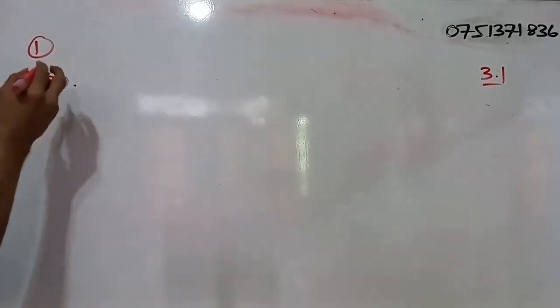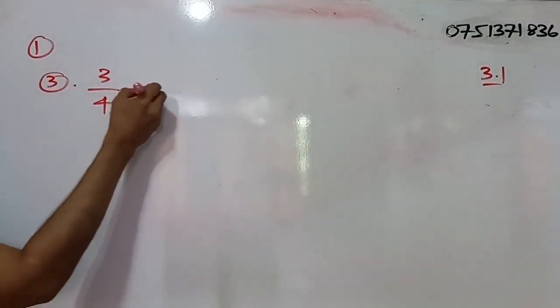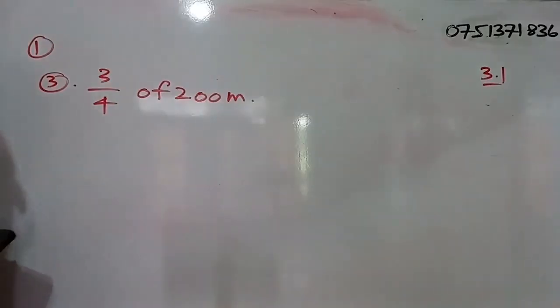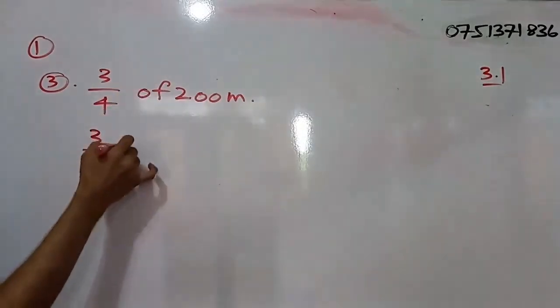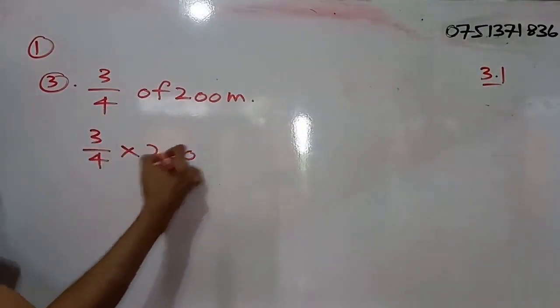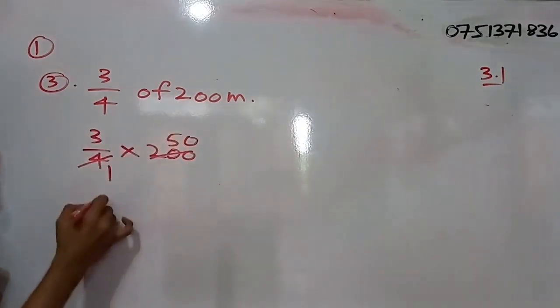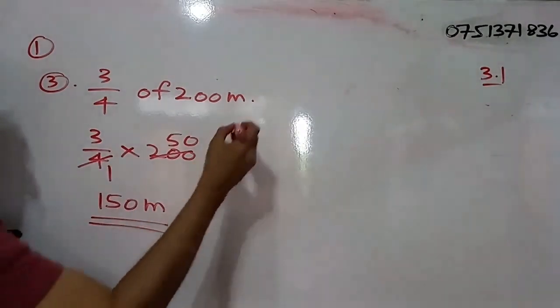The third one, what do we have? 3 by 4 of 200 meters. Just as before, we replace "of" by the multiplication symbol. So 4 times 1, 4 times 50, 3 into 50, what is that? 150. So the answer is 150 meters.